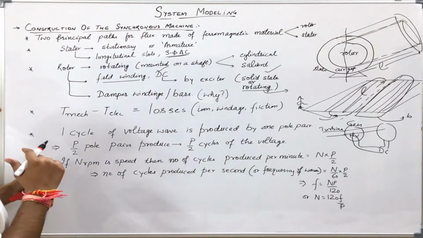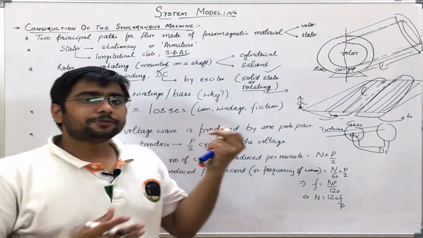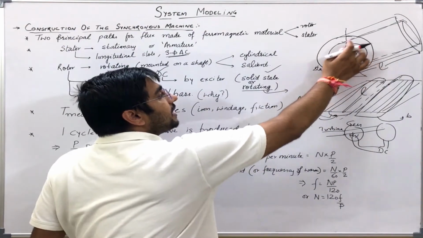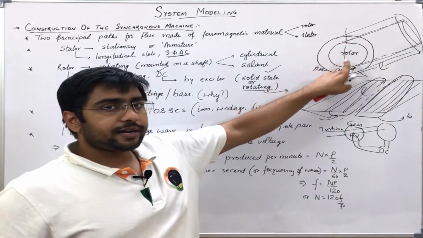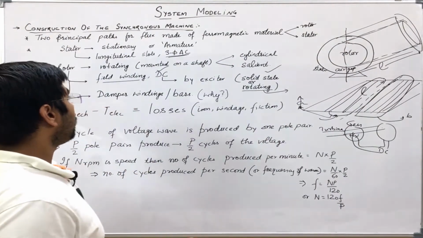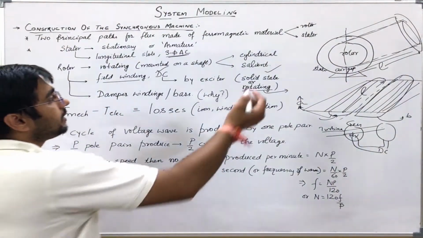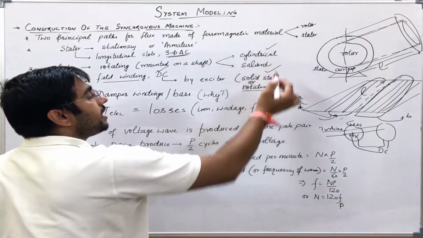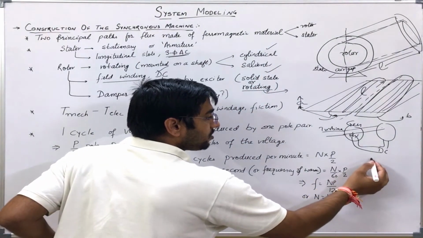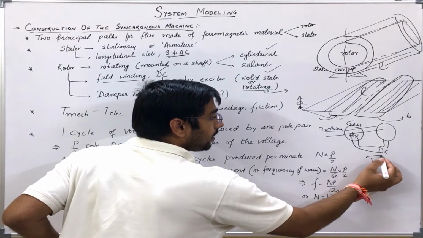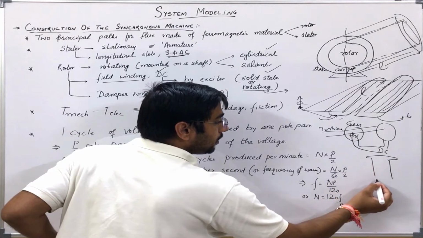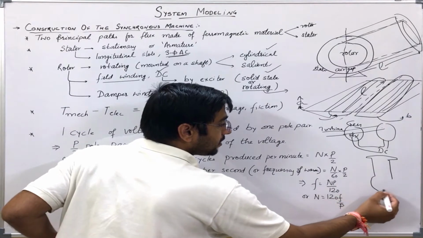Now, construction wise, there are two types of construction. One is cylindrical construction, that is the rotor is totally cylindrical, very symmetrical, and the other is salient pole. That is, one is cylindrical and the other is salient pole. Salient pole means we have poles which are not cylindrical, but rather these can be like this. Let us say this is the shaft.